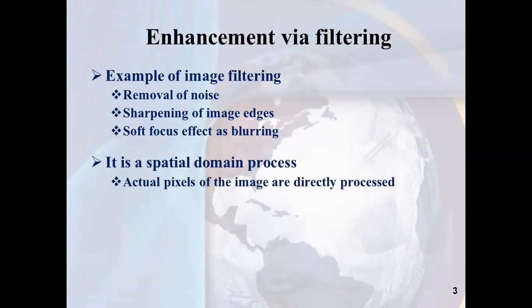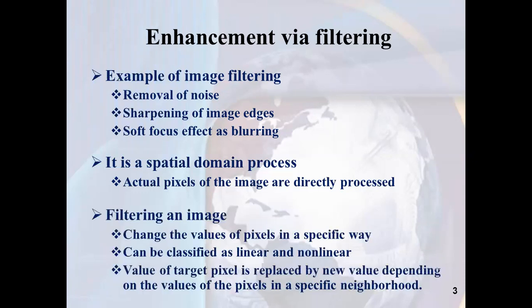And in general, enhancement via filter is a spatial domain processing, which means that the filtering is applied on the pixels of the image, and these pixels are processed directly. So we apply our filtering on the pixels. The value of a pixel is changed according to a certain formula, and this formula is based on a specific filter. So filtering an image means that we change the value of pixels in a specific way.